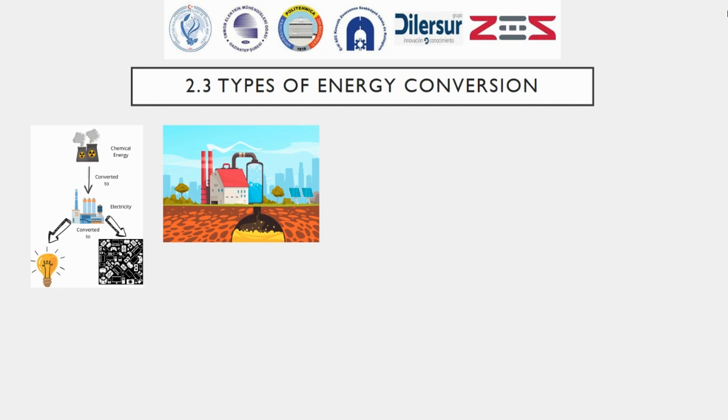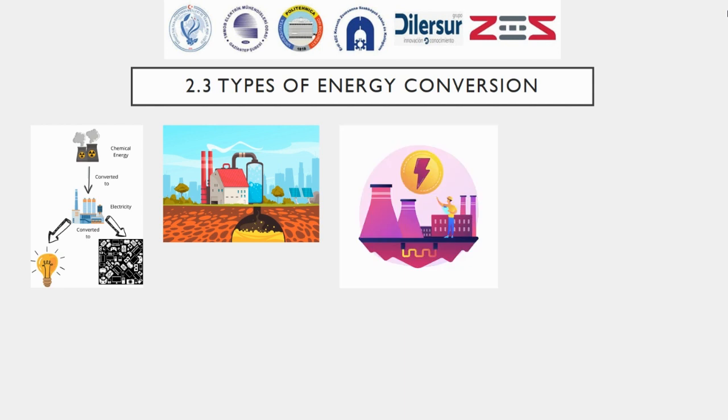3. Chemical energy conversion. For example, when fuels are burned, chemical energy is converted into thermal energy. Electrochemical cells, such as batteries, convert chemical energy into electrical energy.